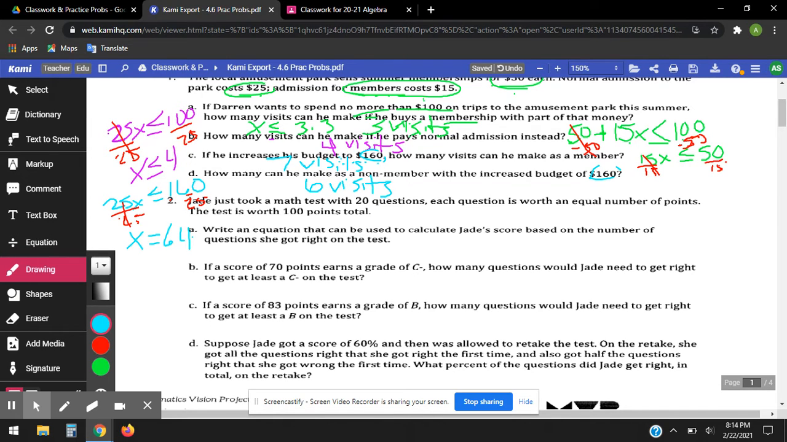So if he wants to spend 160, he could actually do more as a member. But if he only wants to spend 100, he can actually do more as a non-member. So that's where this is helpful to be able to solve some of these out.